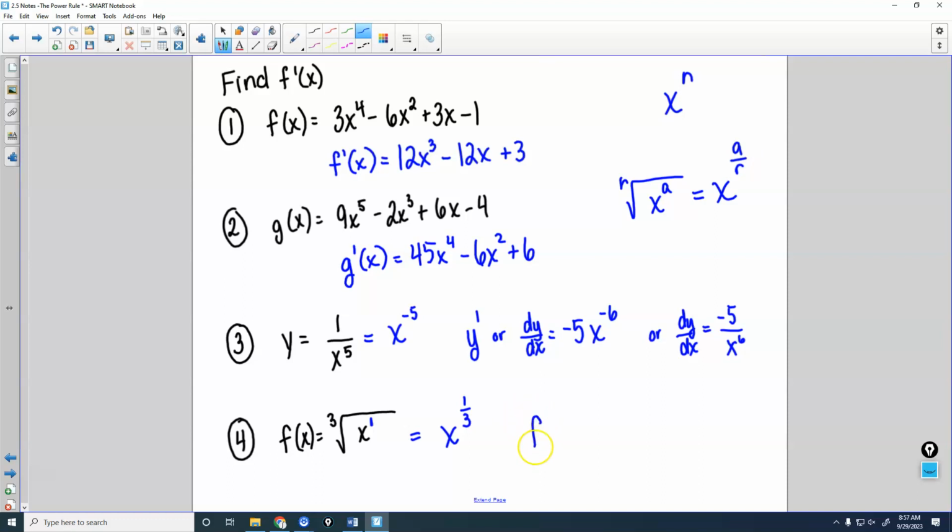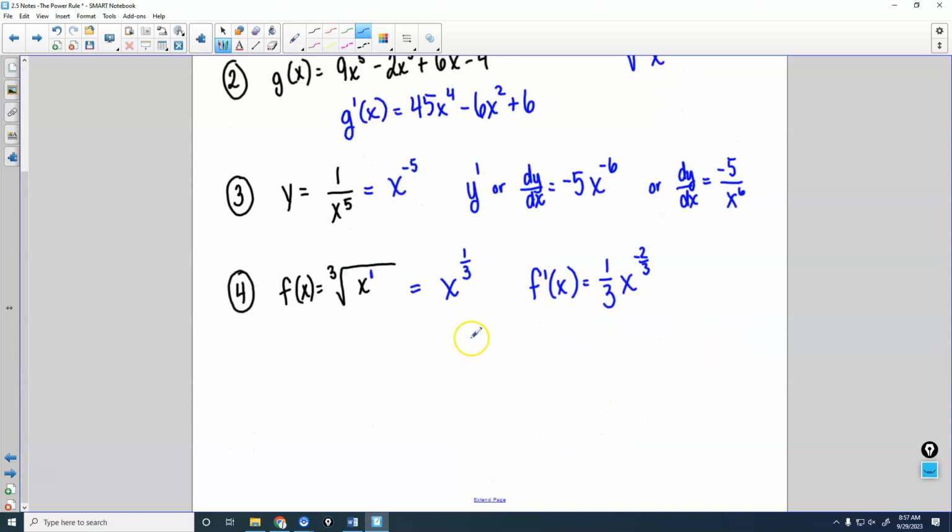Then you're going to take the derivative using that same rule. Okay? So multiply out front by the exponent, 1/3 x. I've got to subtract 1 from the exponent. What's that going to give me? Negative 2/3, because I'm doing 1/3 minus 1. You have to have common denominators, so you multiply by 3 on top and bottom, right? You get 1/3 minus 3/3, which gives you the negative 2/3.